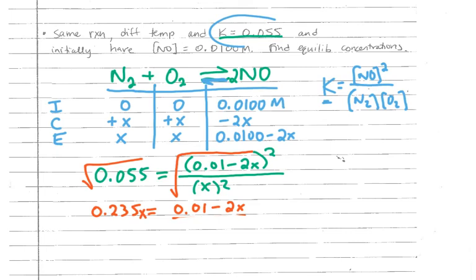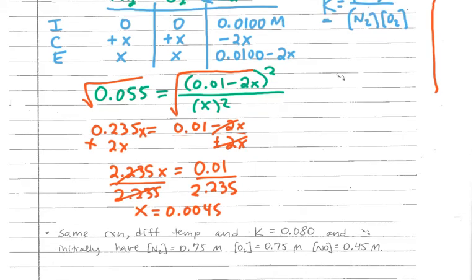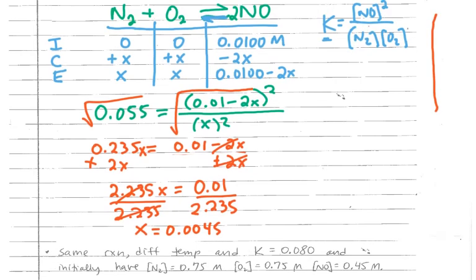Try to do some erasing here. Now I need to move all the x's to one side, so I'm going to add 2x to both sides. Cancels out over here, and I get 2.235x equals 0.01. Now I need to divide both sides by 2.235, and I get that x equals 0.0045. Ultimately we want to know what are the equilibrium concentrations of everything, and now we can write that.